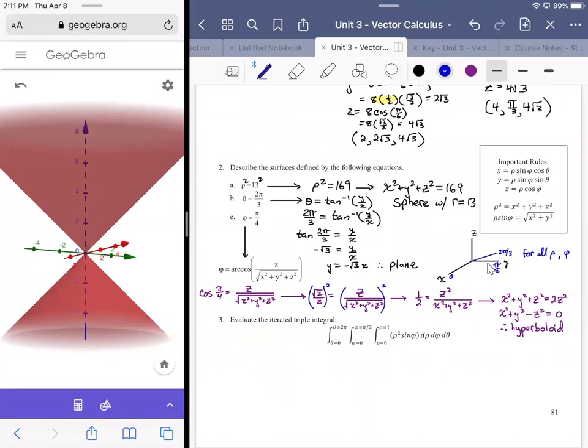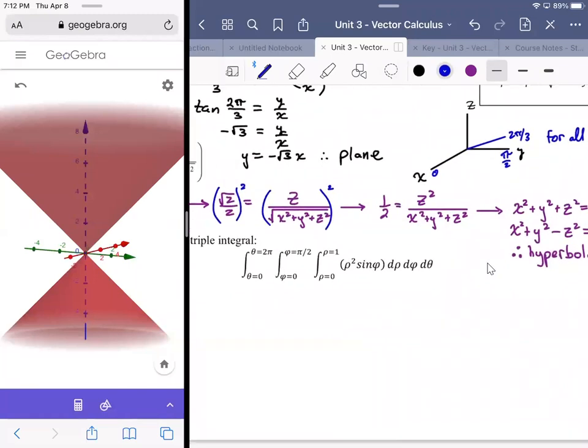Anyway, evaluate the triple integral. Now, this is not going to involve any conversions because everything is strictly in terms of rho, phi, and theta. What we're going to have to do is get to a point where we can actually make the conversion so that we can get into this simpler form.